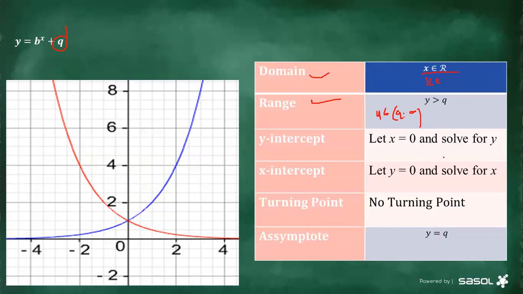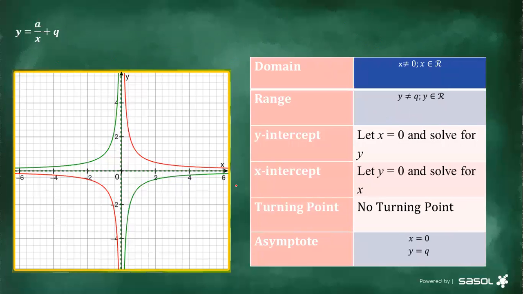Y-intercept: let x be 0 to solve for y. X-intercept: let y be 0 to solve for x. There is no turning point for exponential. And then asymptote: we have only one asymptote, the horizontal asymptote, which is y equals q. If they ask you to determine the equation of the asymptote, you will say y equals the value of q. If q is not there, it tells you that y equals 0. So that's how you determine the asymptote of the exponential graph.